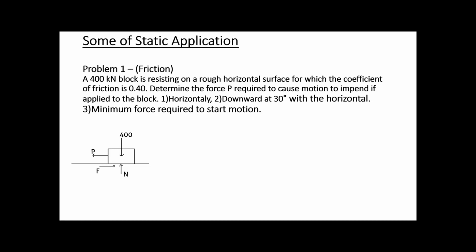So, problem number 1. A 400 kN block is resting on a rough horizontal surface for which the coefficient of friction is 0.40. Determine the force P required to cause motion to impend if applied to the block. Number 1, horizontally. Number 2, downward at 30 degrees with the horizontal. And number 3 is the minimum force required to start motion.